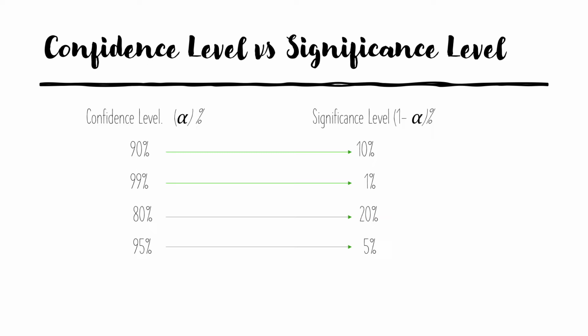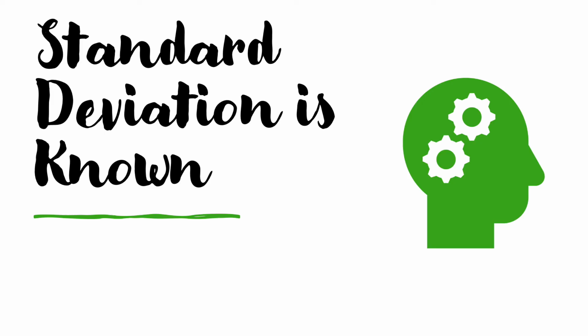So we can have different confidence levels. A 99% confidence level would mean a 1% significance level. An 80% confidence level would mean a 20% significance level, and a 95% confidence level would mean a 5% significance level.